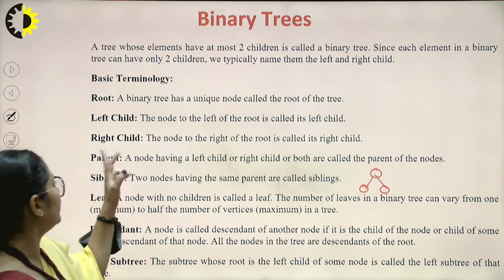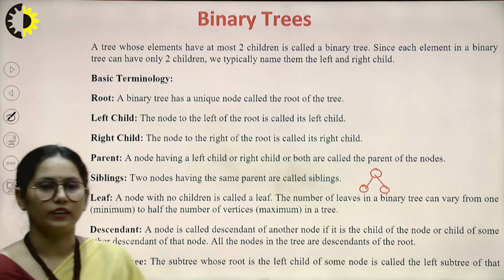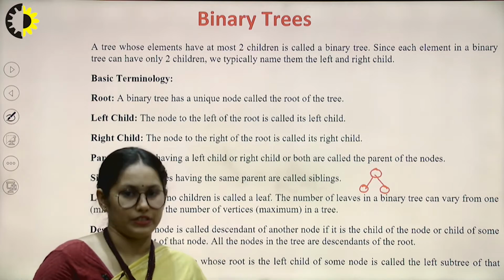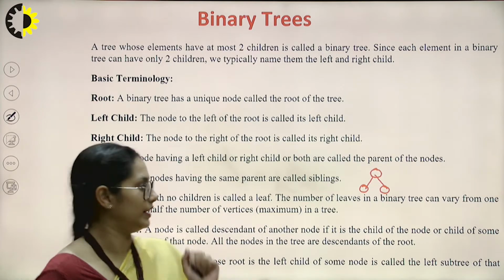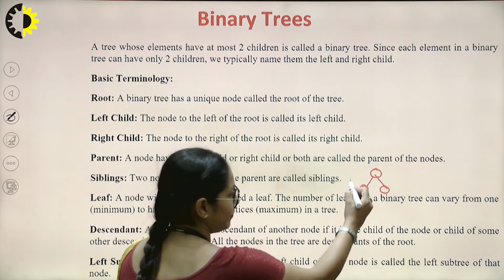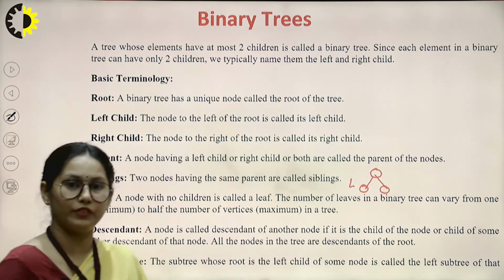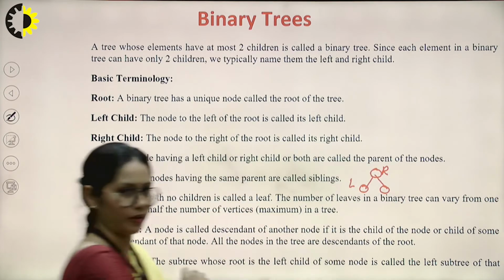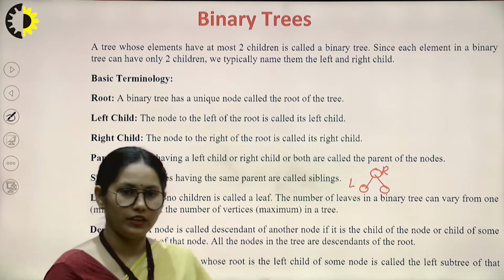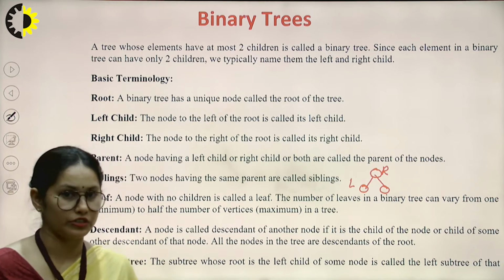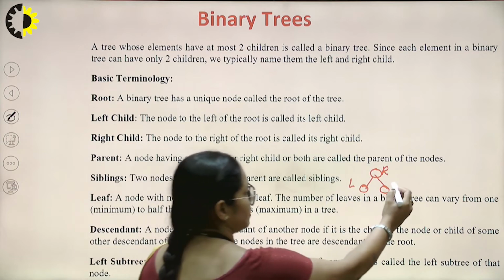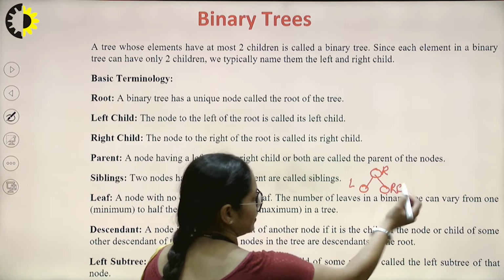Okay. Now, the next is left child. So, what is left child? The node which is on the left side of the root node, that is your left child. So, this is the left child of this particular root node. Now, what is the right child? The right child is the node which is on the right hand side of that particular root node. So, this is my right child here.